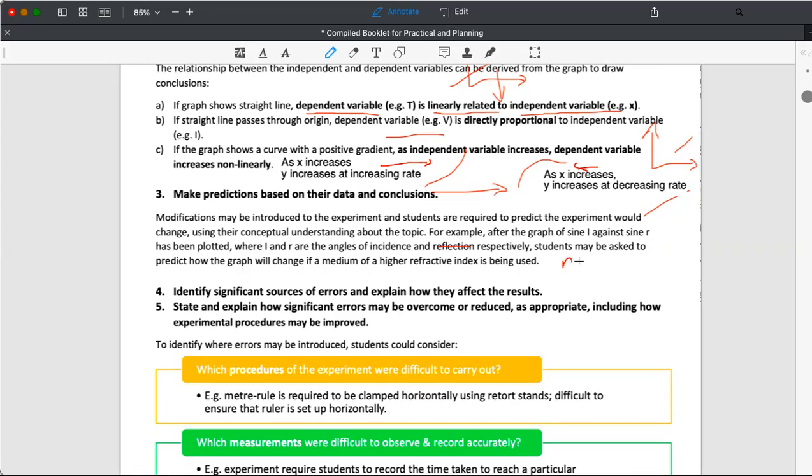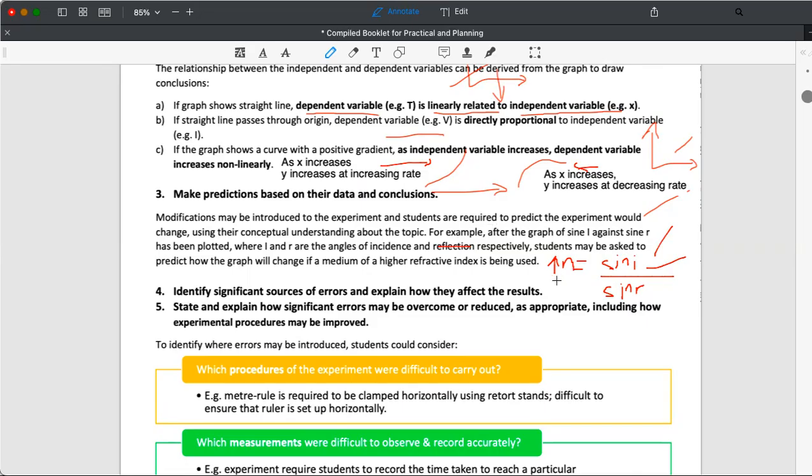So you have, let's say, n equals sine i over sine r. Okay, you should be very familiar with this equation by now. If you're in set 4, this is a topic covered in set 3 under the topic of light, refraction of light. So when they say, let's say I change the medium to another one with a higher refractive index, how will that change the graph? If the graph shows sine i against sine r, n is the gradient of the graph. So you expect the gradient to increase. Okay, so the graph will look steeper. It will still be a straight line, but with a higher gradient because n is higher, something like that.